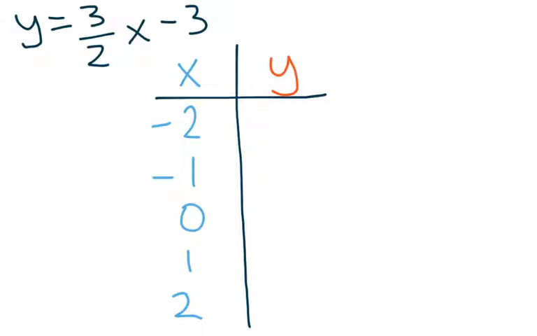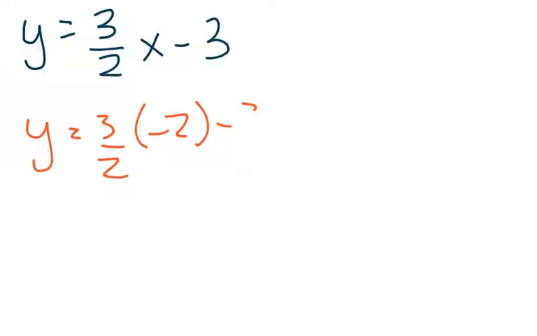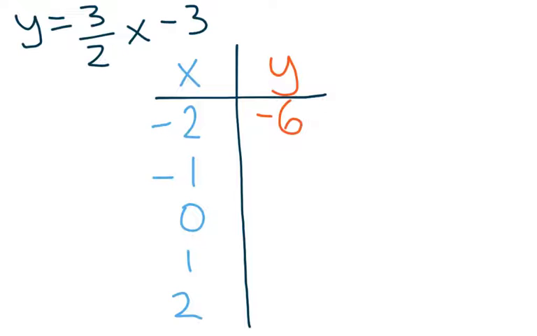So let's start off. We picked -2, -1, 0, 1, and 2 as some random x values that we want to test out and see what the y values are. Let's start plugging those in. Our first one was -2. What does that make y? So y equals 3 over 2 times -2 minus 3. The 2's cancel out. Y equals 3 times -1 is -3 minus 3. That gives us y equals -6. So when x is -2, y equals -6.